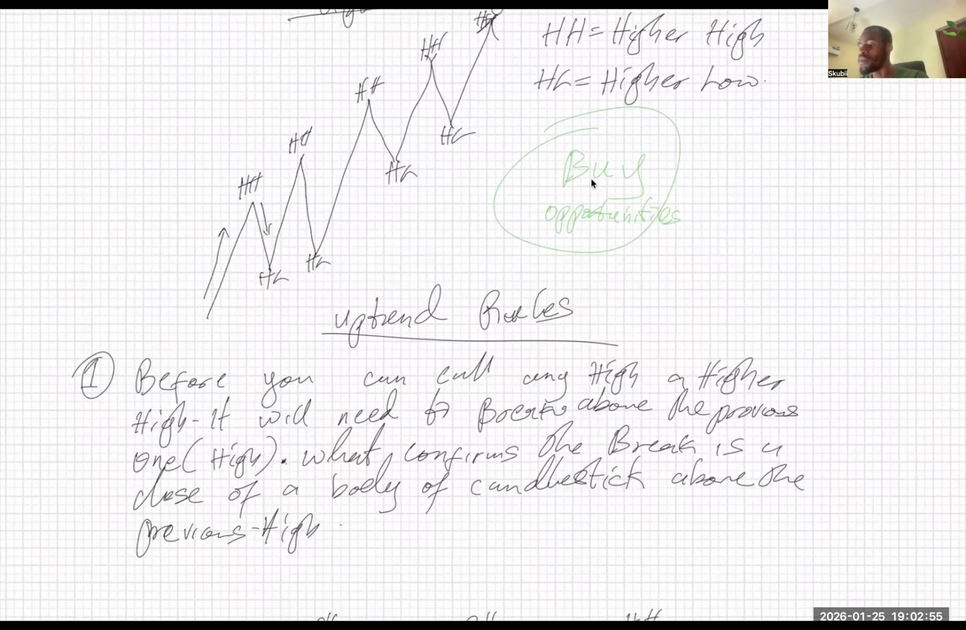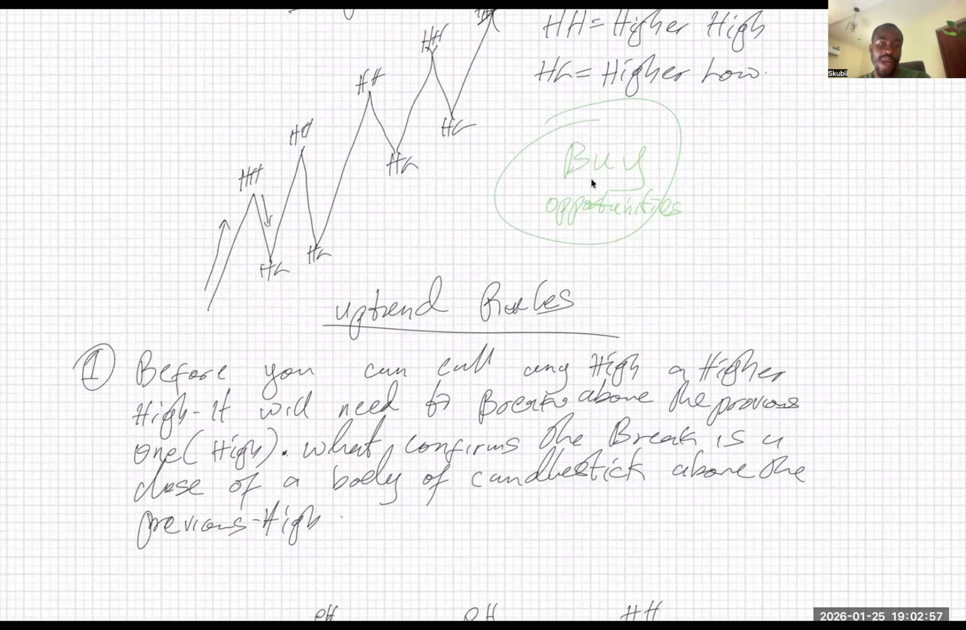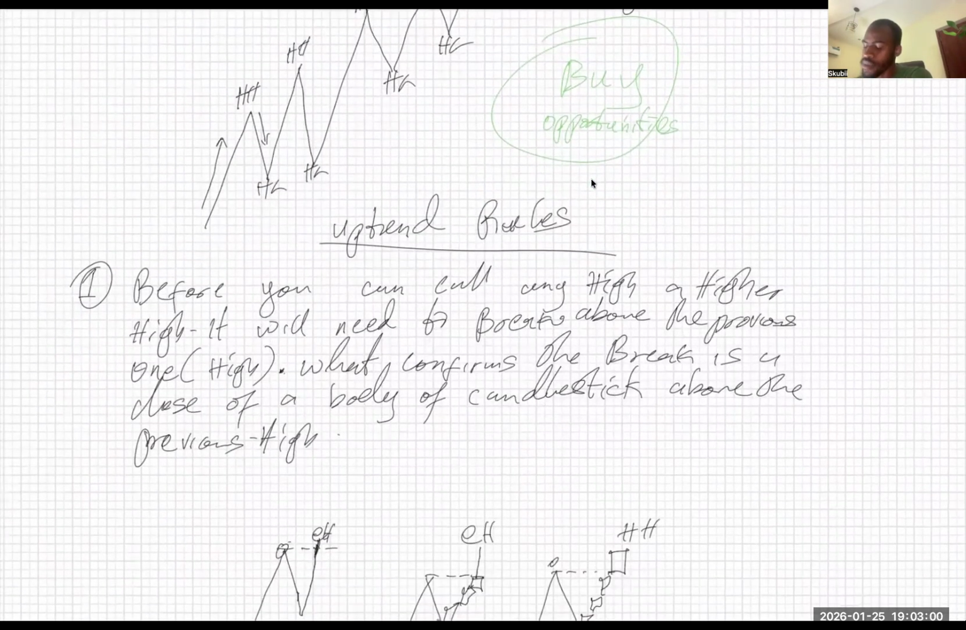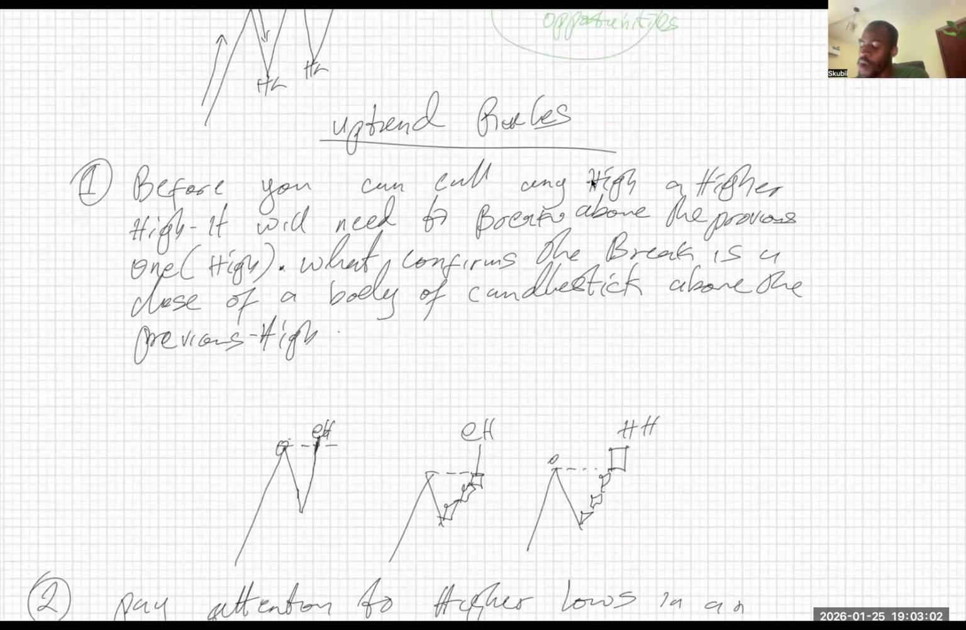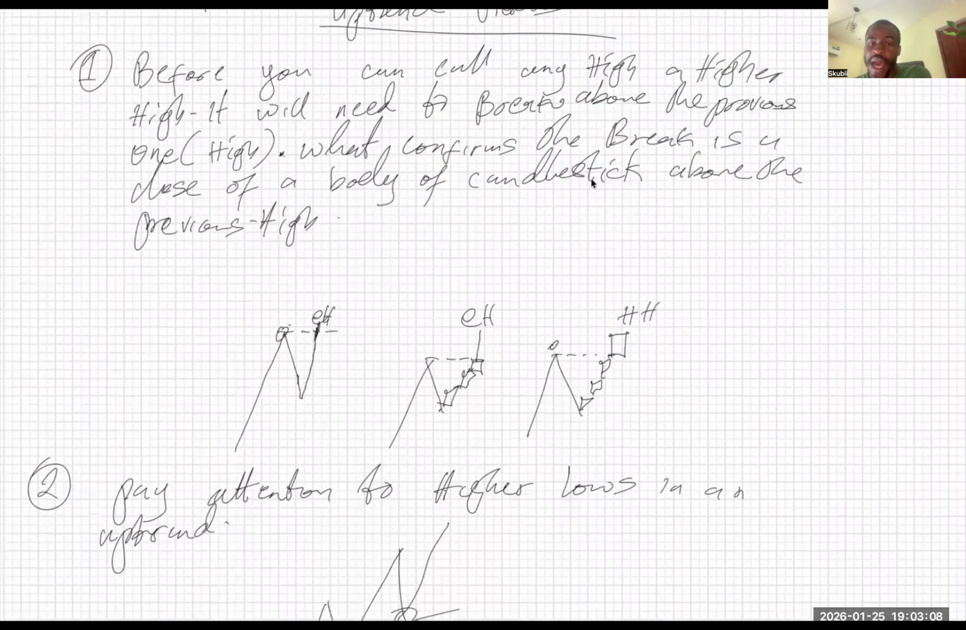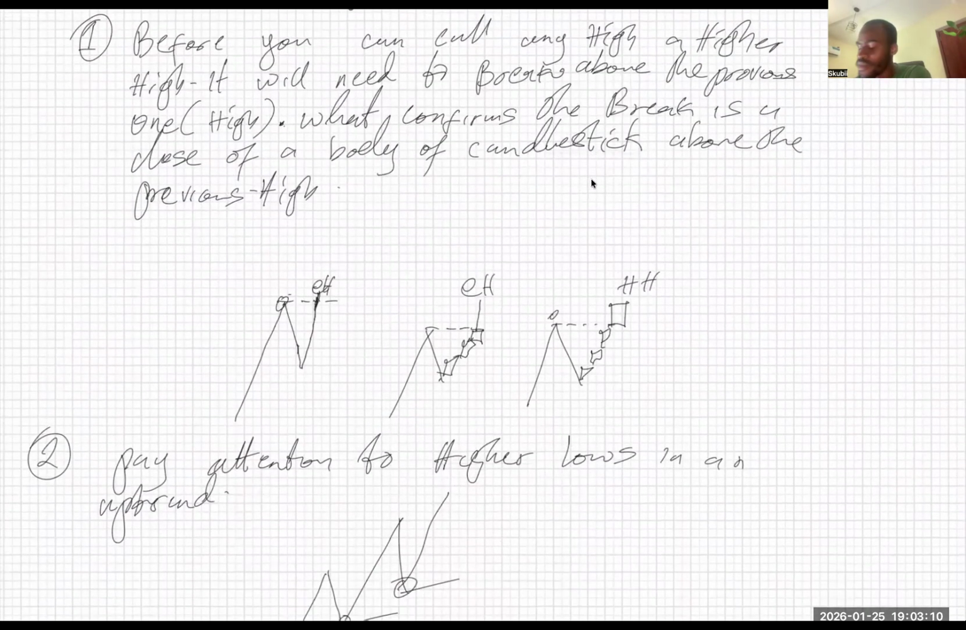And whenever we buy, we need price to go up before we can make any money. Now, we said that before you can call any high a higher high, it will need to break above the previous high. That's it, it will need to pass the previous high. And what will confirm that is if we see a body of a candlestick close above the previous higher high.